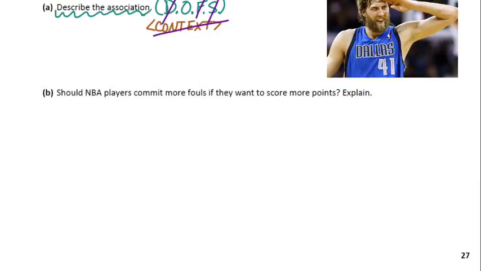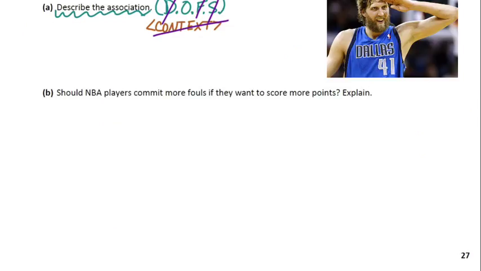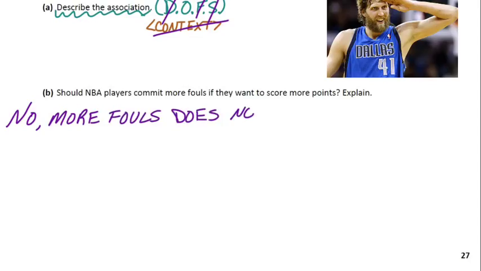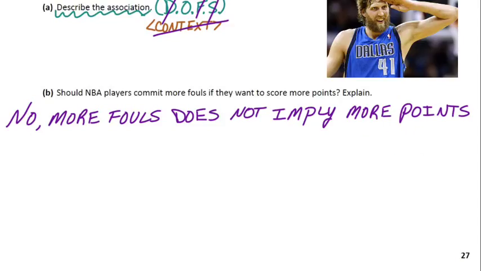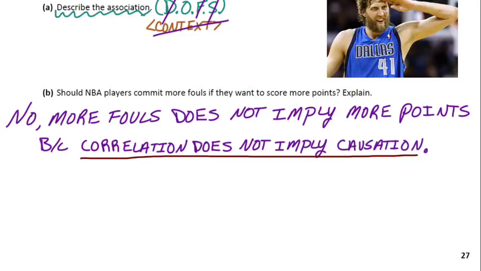All right, so let me scroll down again here. Should NBA players commit more fouls if they want to score more points? Okay, not only does that sound ridiculous, but don't be fooled. I know just because the data, oh look, yeah, the more fouls, in general, the more points. That doesn't mean that this holds because, and the point we just talked about, strong correlation doesn't imply causation. So, no, more fouls does not imply more points for these players because correlation does not imply causation. And that's a pretty ridiculous claim.